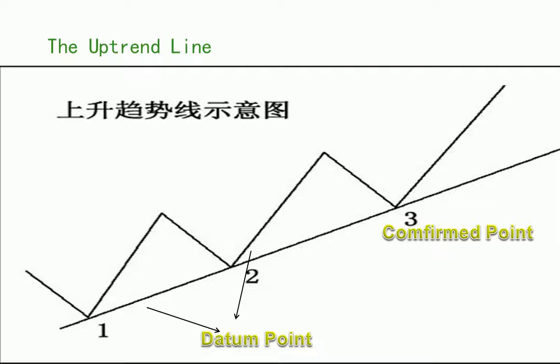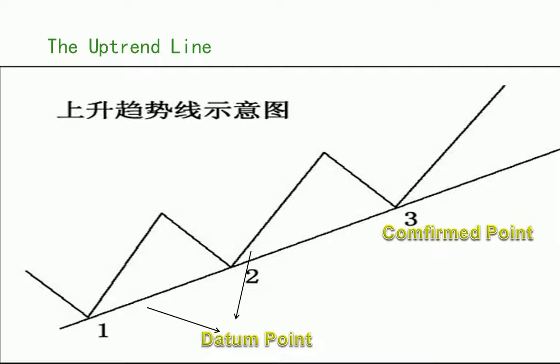But how to confirm that this line is effective? We should see whether there are 3 points, whether the third point touches the trend line. If the third point touches the trend line, this is a confirmed point, which means that the trend line is effective. Okay, so we can use the trend line to judge whether we can buy low, sell high, or where the buy point and sell point are.